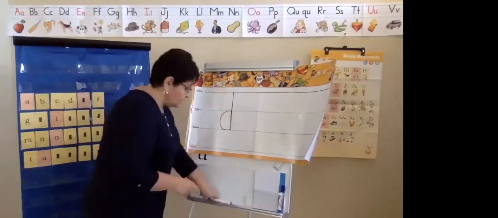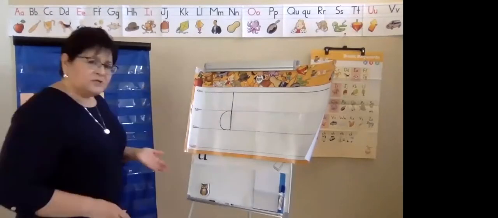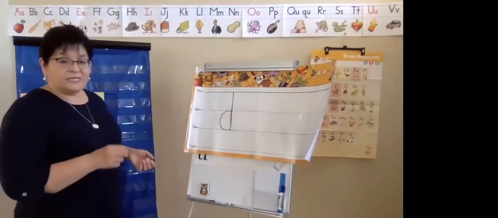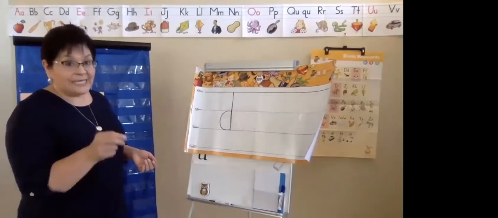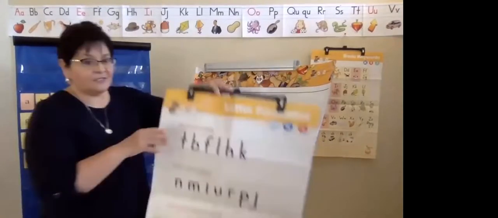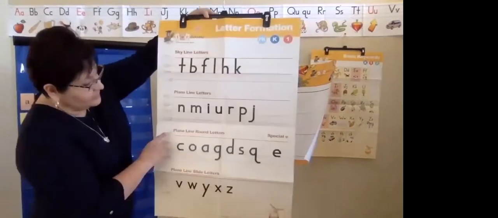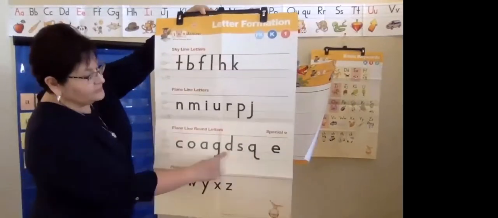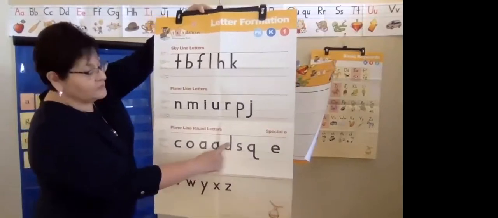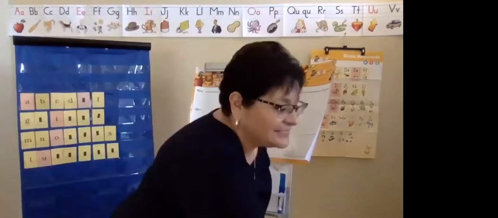Now watch me and listen to where I'm starting. This is important. You want to start where this plane line round letter starts. Plane line round. Did I show this to you? Let's take a look at our poster. And it is down here with the plane line round letters, D. Okay, so it's going to start on the plane line. All right, there's our plane line round letter.